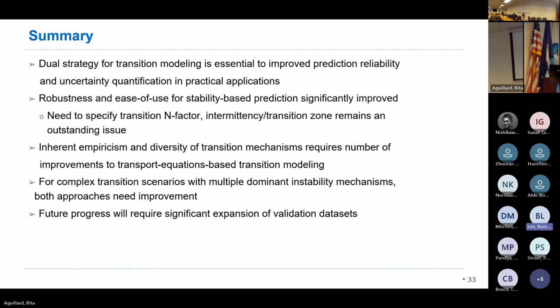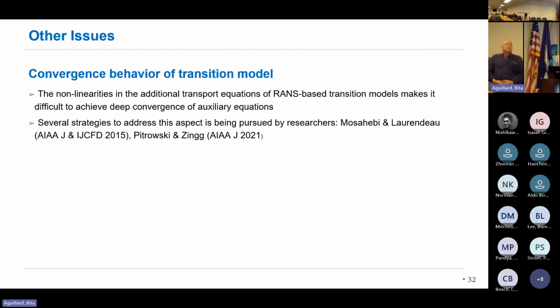Thank you for the great presentation. I have a question about the mesh resolution requirement. Could you comment on the mesh resolution requirement of the stability-based method compared to the transport-based transition models? Yeah. So for stability-based methods, as I had mentioned initially, you at least need 60 to 70 points within one boundary layer thickness. That is the requirement.